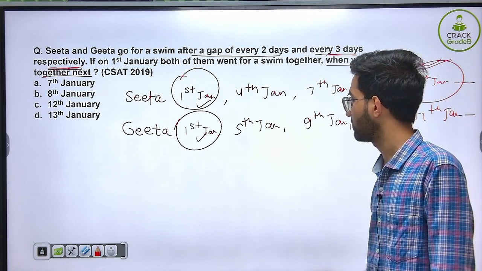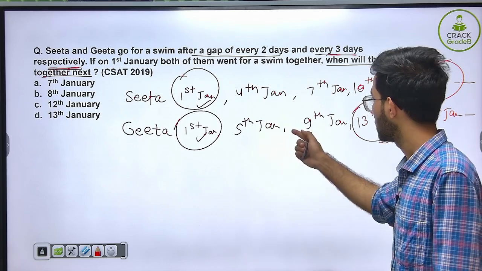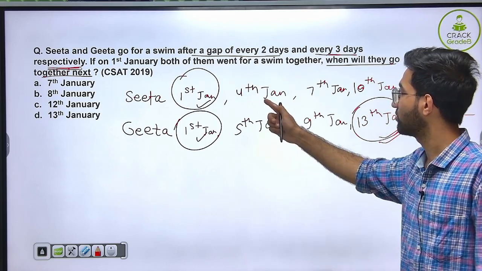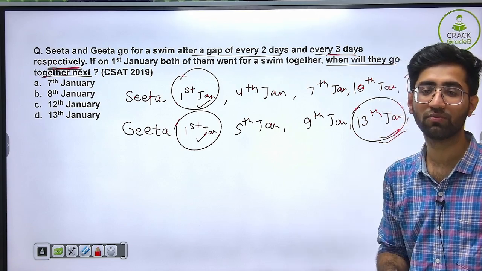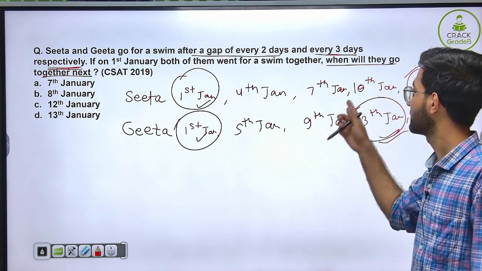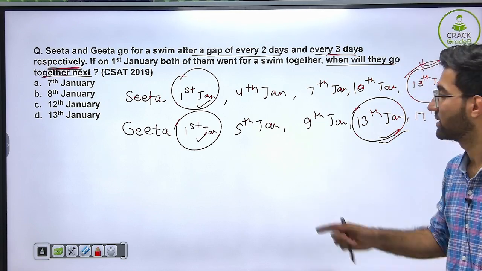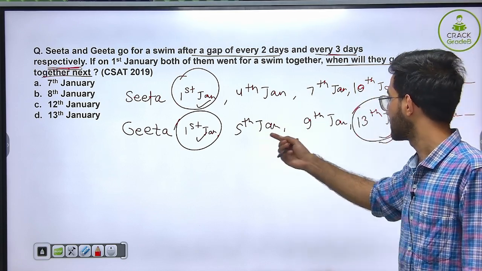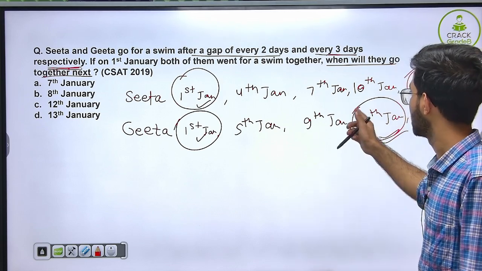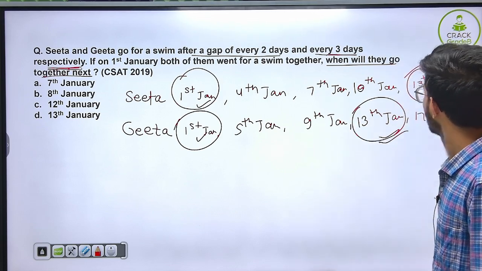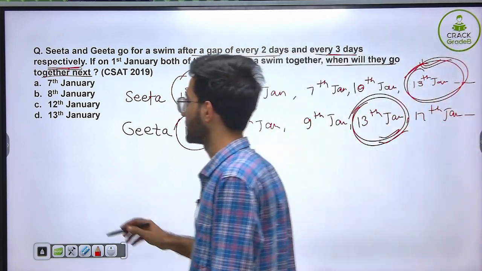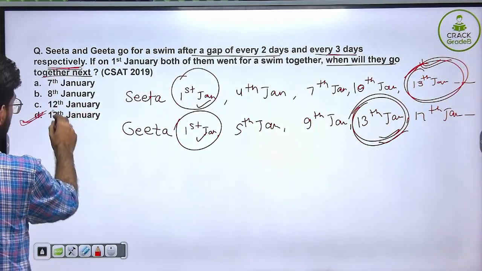If Gita goes on 5th, Sita does not go on 5th. If Gita goes on 9th, Sita does not go on 9th. If Sita goes on 4th, Gita does not go on 4th. If Sita goes on 7th, Gita does not go on 7th. If Sita goes on 10th January, means simple that Gita does not go on 10th January, right? So what will be the correct answer? The correct answer will be 13th January, that is present in option D.